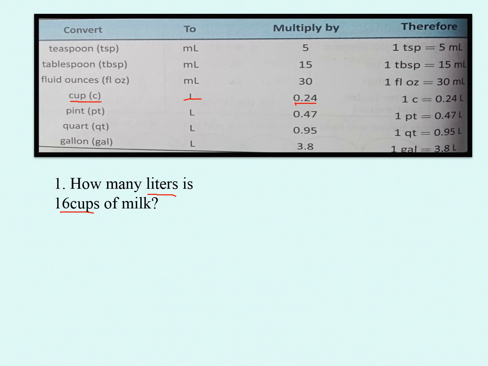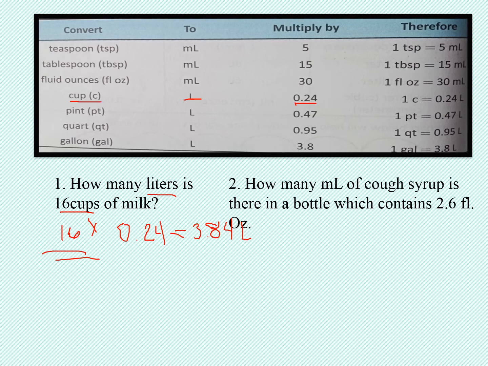So, we have now 16. Ita-times lang natin sa 0.24. So, we have 0.24. Then, ang magiging sagot natin will be 3.84. Then, yung ating magiging unit na will be liters. So, ganun lang siya kadali. Next, let's have the second one.